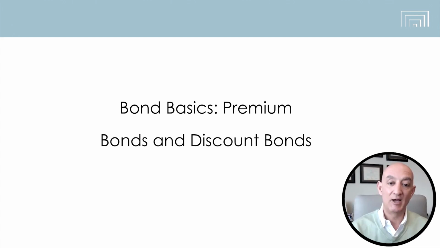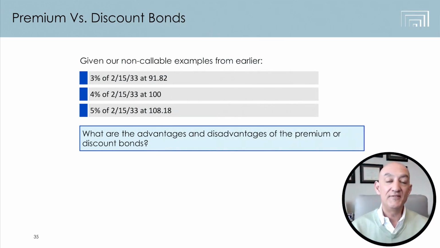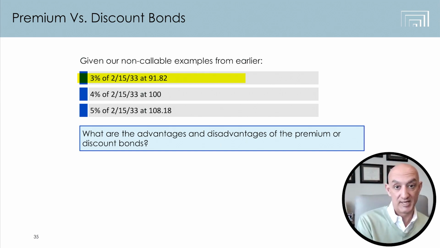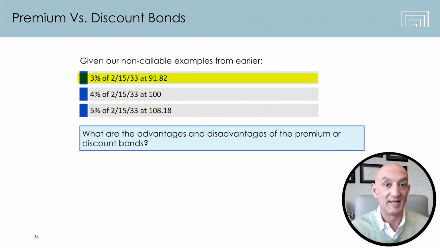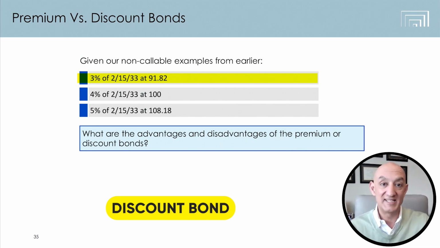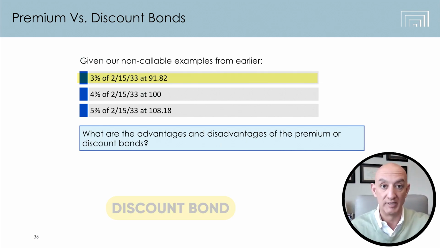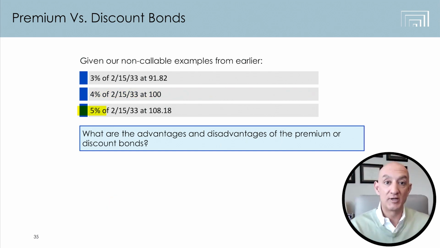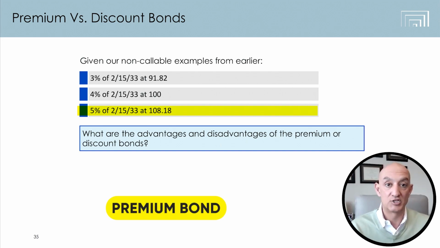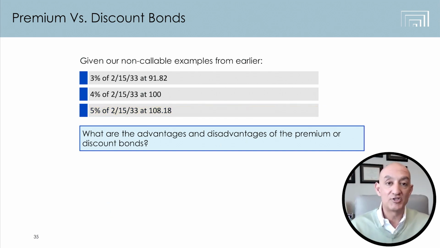Continuing with bond basics, now we want to understand what premium bonds are and what discount bonds are. So given our non-callable examples from earlier, those 10-year bonds, that 3% at 91, the 4% at par, and the 5% at 108, the 3% bond at 92, again, is the discount bond because it's trading at a discount from par value. It's trading below 100. The one in the middle is called a par bond because it's at 100. And the one that's trading at 108 is considered a premium bond. It's trading above par.